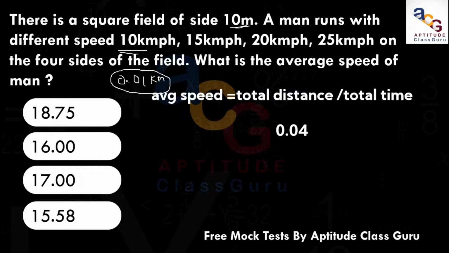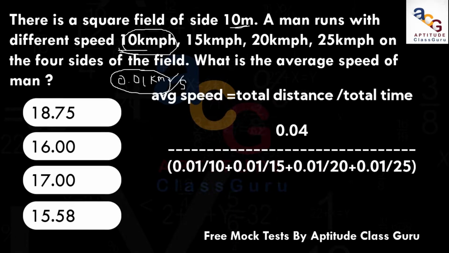For the first side, the distance is 0.01, and in order to find the time, you have to divide the distance by speed. What is the distance? 0.01 kilometers, and what is the speed? In the first case, it is 10 km per hour. So divide 0.01 by 10. In the second case, 0.01 by 15. In the third case, 0.01 kilometers by 20 km per hour. For the fourth side, it is 0.01 by 25. So this is the expression you have to calculate. If you simplify this equation, you will come up with the answer 15.58.